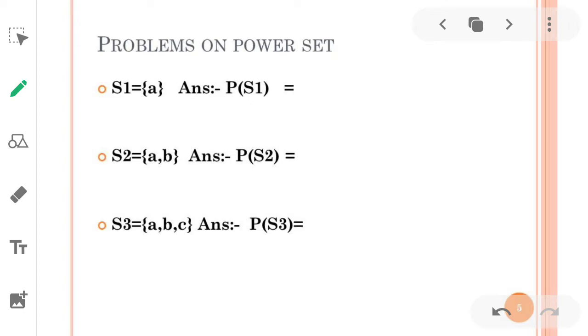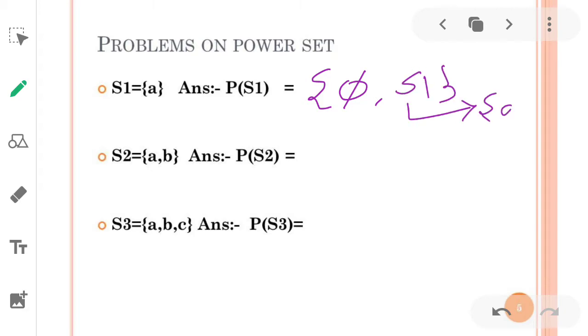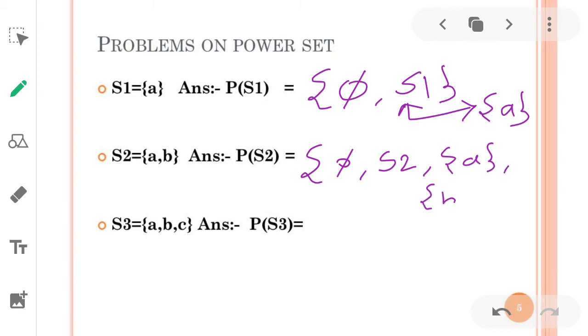So first of all, S1 is equal to {A}. Set S1 contains only one element A. So power set of S1 contains only two elements. First is phi, second is S1. I can write this S1 as {A} also. So you can write both the things. Next, S2 contains two elements. The power set of S2 contains 4 elements. First is phi, second is S2, third is {A}, fourth is {B}.